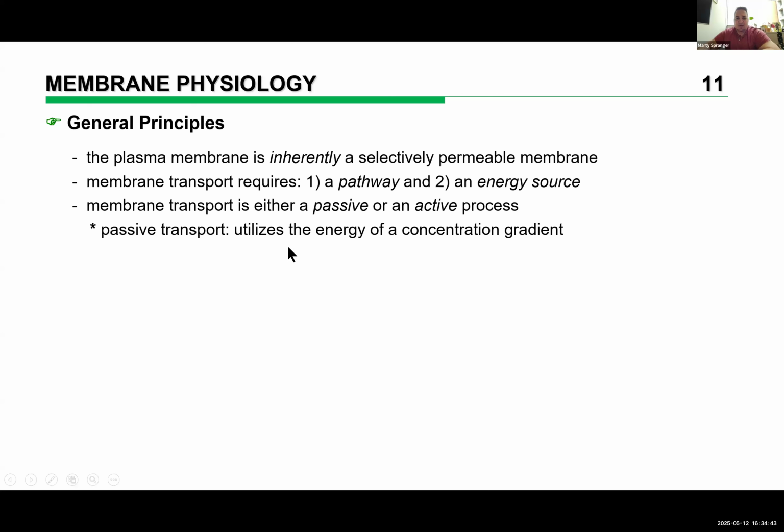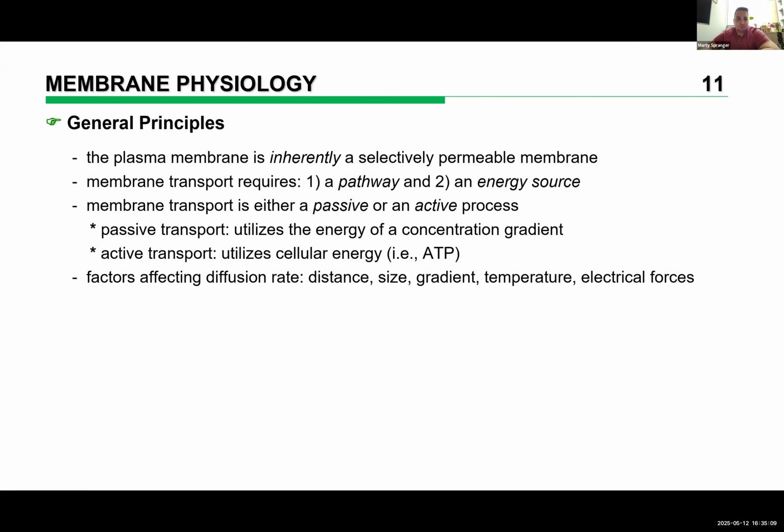If it's passive, then you're going to be utilizing the energy of a concentration gradient. You need concentration gradients so that things will move either from the inside of the cell to the outside or outside to the inside. For active transport, you're going to be using the energy of ATP. So now we use the energy of ATP hydrolysis to power something to move against the concentration gradient across the plasma membrane. Now, there are things that will affect the rate at which something moves across the membrane.